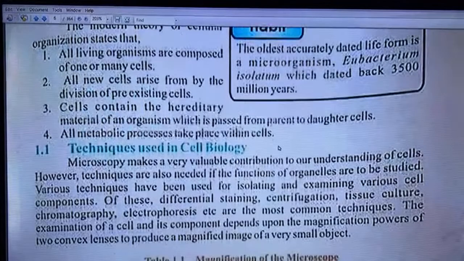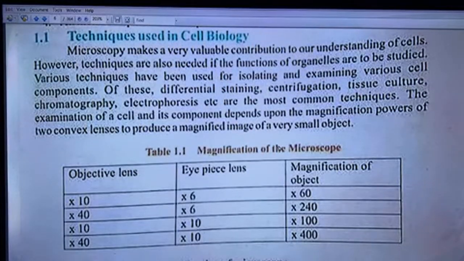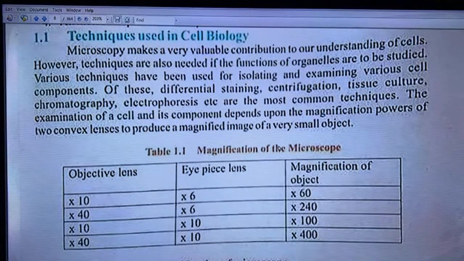Techniques used in cell biology. Microscopy makes a very valuable contribution to our understanding of cells. However, techniques are also needed if the functions of organelles are to be studied.